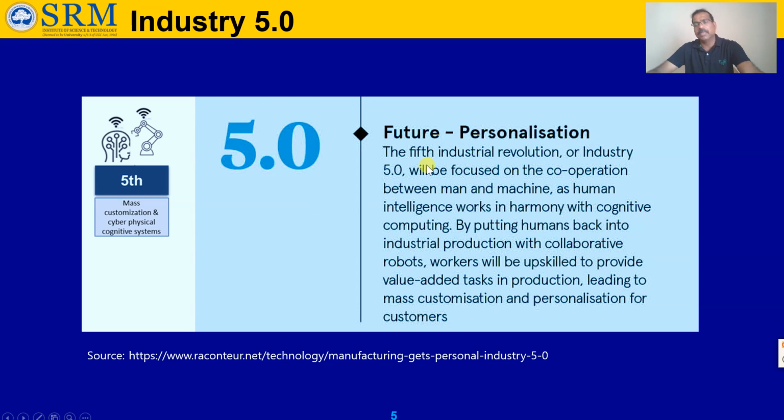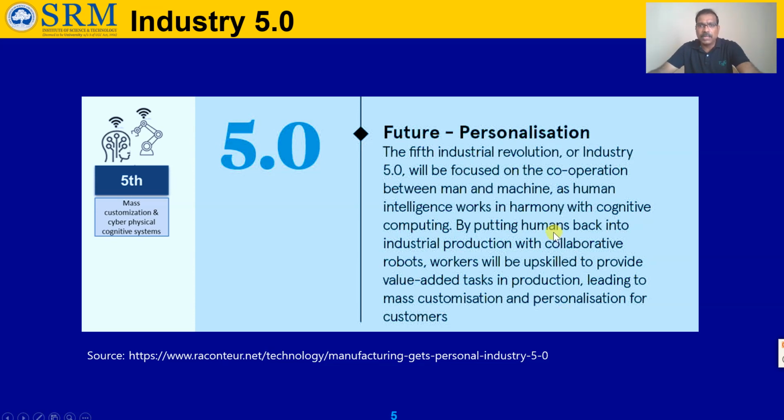So let me read it here. The fifth industrial revolution, or Industry 5.0, will be focused on the cooperation between man and machine, as human intelligence works in harmony with cognitive computing. Cognitive computing is the word which is added to Industry 4.0. Industry 4.0 is all about mass customization and cyber-physical systems. But here cognitive computing will be added, which will give personalization to our need. So that is what Industry 5.0 is all about.